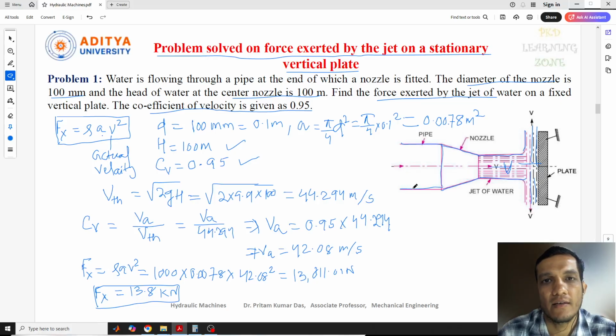This can be asked in competitive exams as a 2 marks question, or sometimes it will be given as a 3 to 4 mark question in the semester exams. I hope you understand this problem.